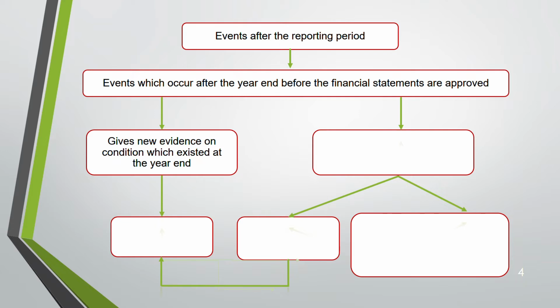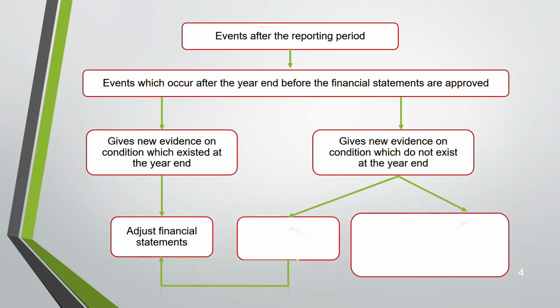Conditions which existed at the year end. If you have any evidence that this condition existed at the year end, they are known as adjusting events. You have to adjust the financial statements. But there are those which do not exist at the year end. It happens after it, but the condition did not exist at the year end. I mean, looking at the year end, you cannot say these things will happen. They also need to be adjusted in the financial statements if they can impact your going concern assumption. Remember, sometimes conditions which do not exist at the year end, if they can impact your going concern assumption, you have to adjust the financial statements.